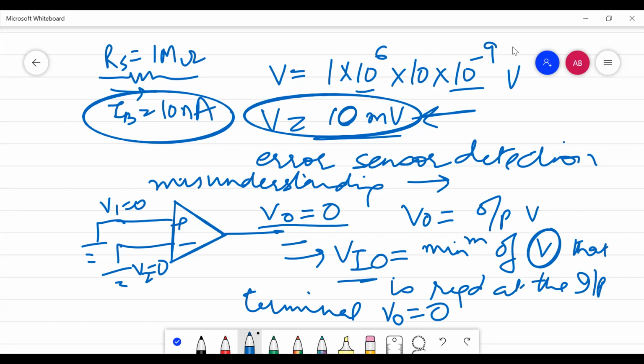So now we switch on to your second parameter, and that is your slew rate.